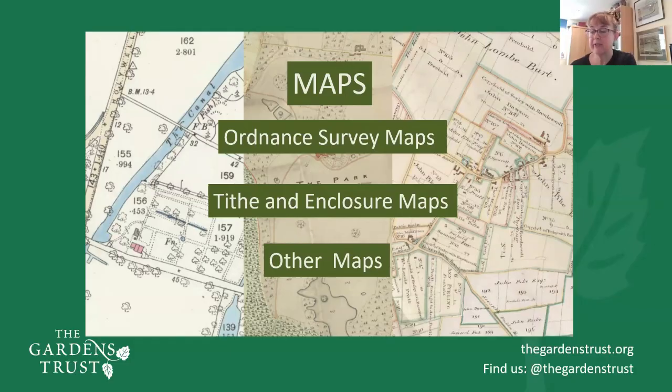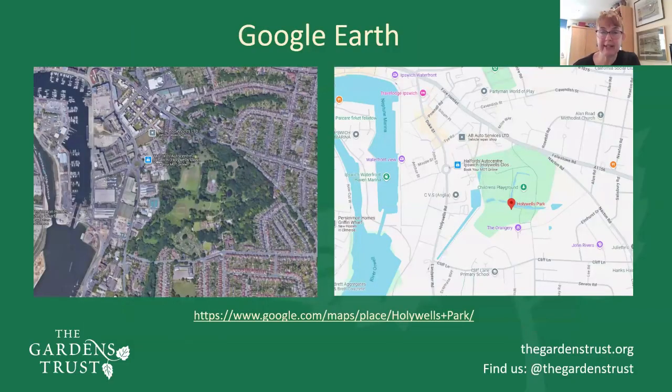Before I look at any maps, I familiarise myself with the landscape as it is today. I use Google Earth or another aerial photograph and a modern base map, such as the two examples we've got here. So this is Holywells Park. It's southeast of the centre of Ipswich. Ipswich Marina and the River Orwell can be seen far left.